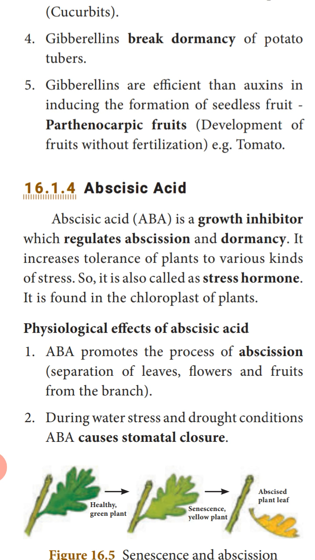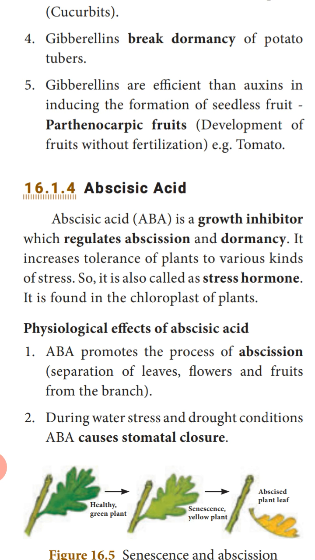Now it is found in the chloroplast of the plants. So abscisic acid, where is it found? It is found in the chloroplast. So here, what information have we studied about abscisic acid? It is a growth inhibitor. It regulates abscission and dormancy. It increases the tolerance of the plant to various kinds of stress. So it is called a stress hormone. And this abscisic acid is found in the chloroplast of the plants.